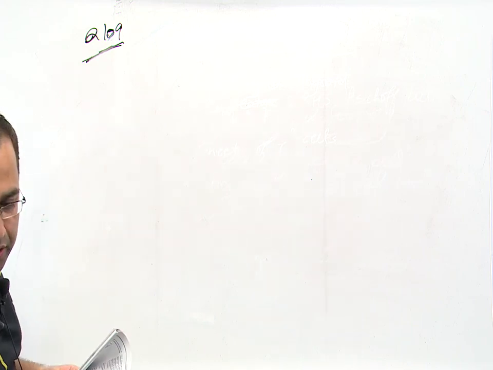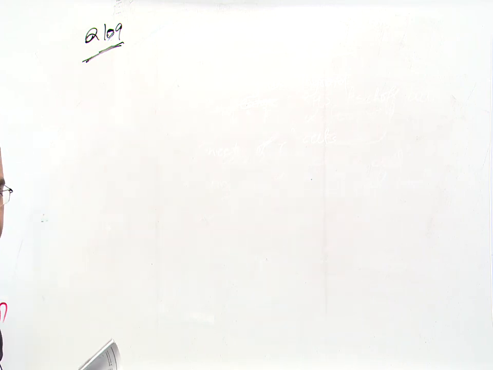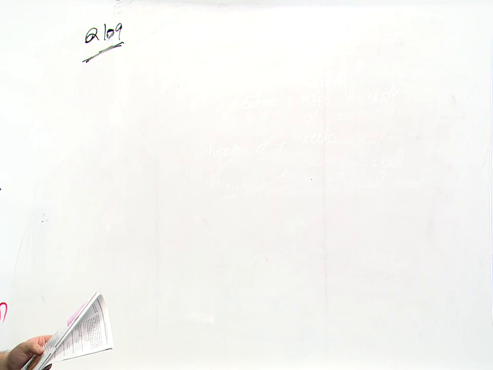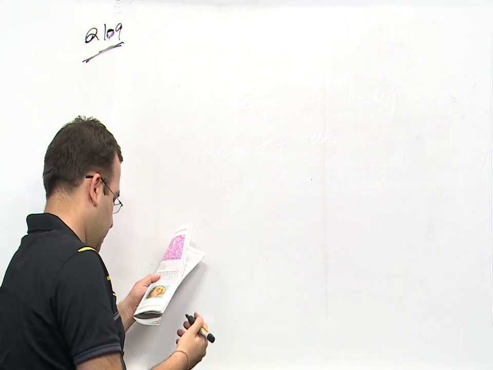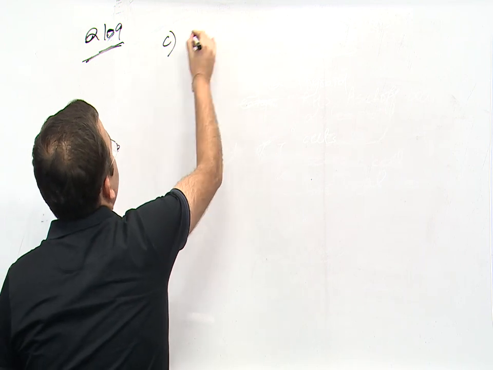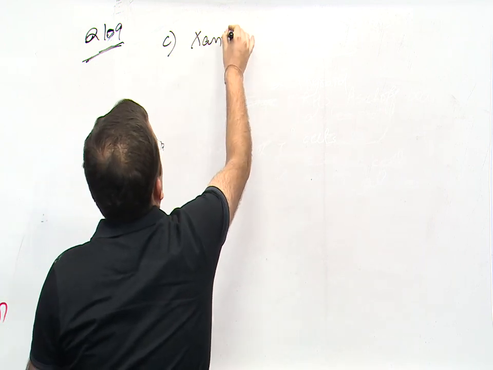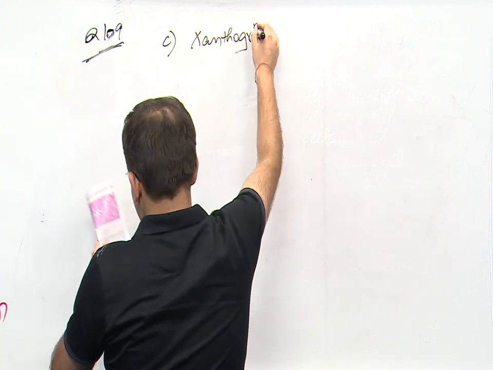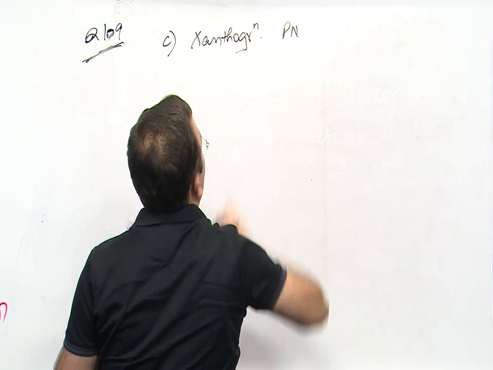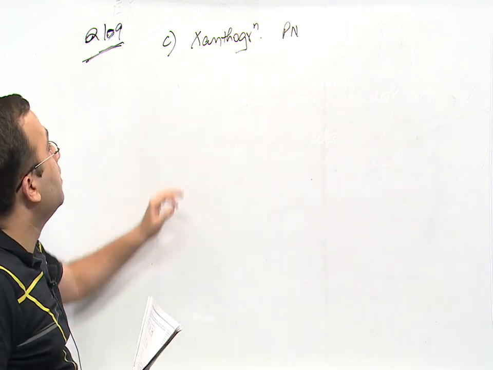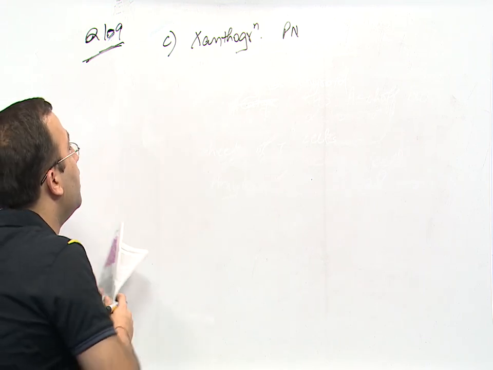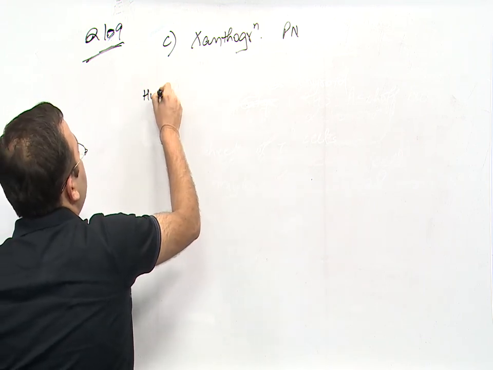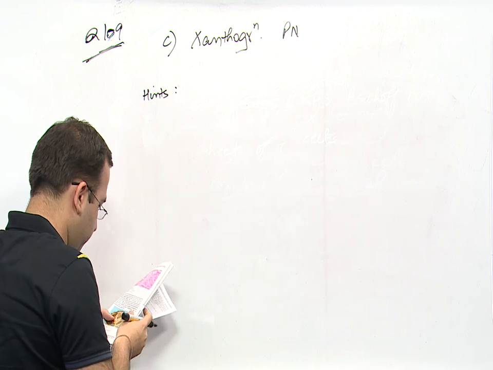Question 109. Let's see the hints to the question. The answer is C, xanthogranulomatous pyelonephritis. Let us see the hints to the answer.